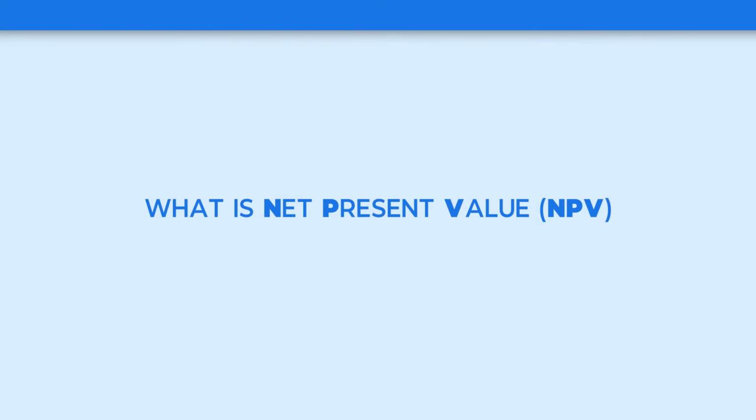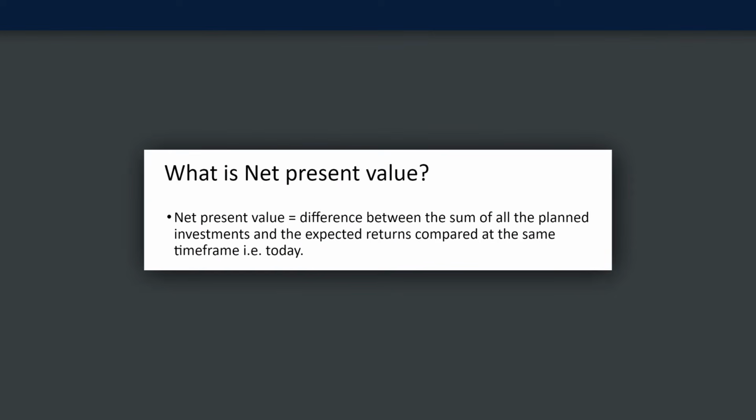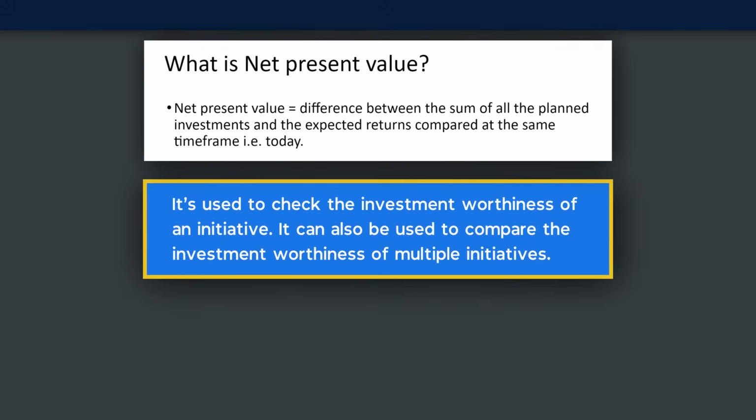Let's start by looking at what is net present value. It is the difference between the sum of all the planned investments to be made and the expected returns compared at the same time frame, that is today. It is used to check the investment worthiness of a project or an initiative. It can also be used to compare the investment worthiness of multiple investments or multiple initiatives.